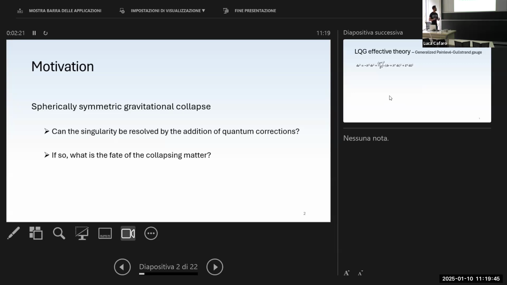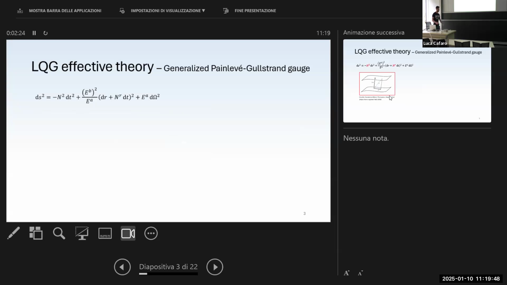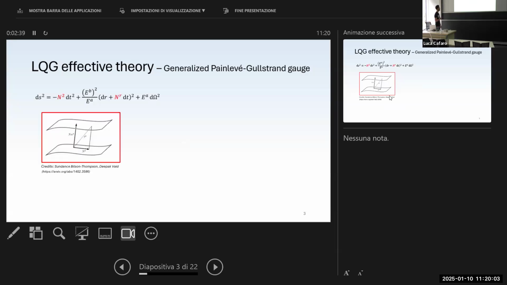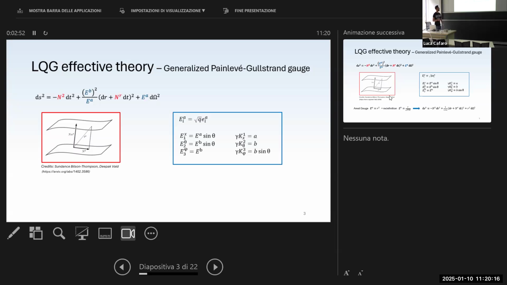Okay, I will just state the framework of this theory. Starting from classical GR, what is usually done in these models is to start from this metric, which is the line element of a spherically symmetric spacetime, written in terms of N and N^r, which are respectively the lapse and the radial component of the shift vector. The other two components are zero by symmetry. And these other E's here are functions related to the densitized triads. So we define this A and B in the following way, and we also have their conjugate variables that are related to extrinsic curvature in this way. We're going to use this later.